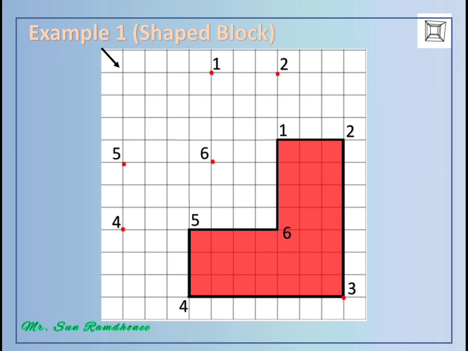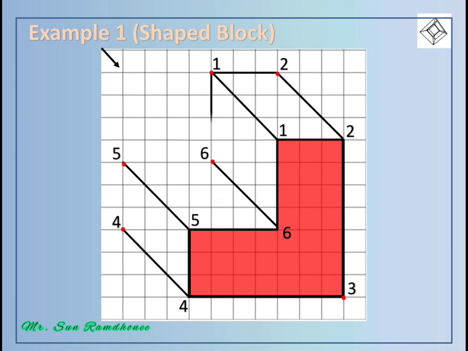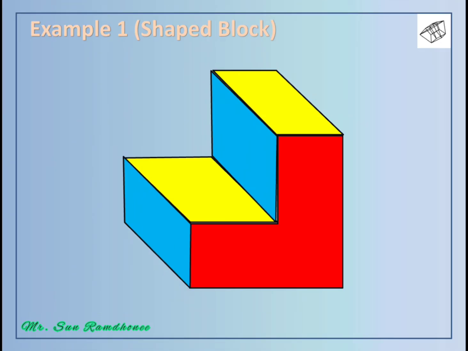Since we have figured out where these points will be in depth, we draw these lines. And finally, we have to complete the object. Once we have completed the object, we have to shade the top view and the side view. And we are going to use only color pencils.